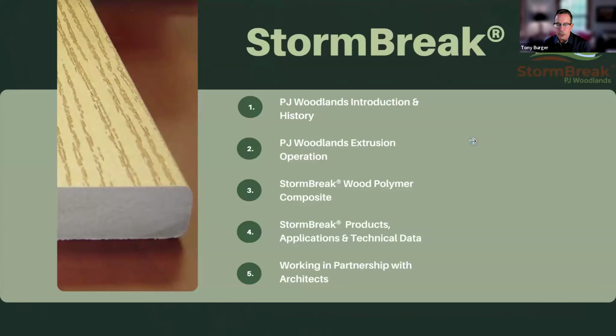So this little agenda here of 5 items is what we're going to talk about today. So I'm going to talk about introducing PJ Woodlands and our history. We're going to talk about our extrusion operation, which is currently our first facility is in Delaware, as I mentioned. We're going to talk about Stormbreak, which is our wood polymer composite. We're going to talk about the specifics about why Stormbreak is an awesome product, and why we think it's more suitable for most applications compared to our competitors. And lastly, how we can work with you as architects.